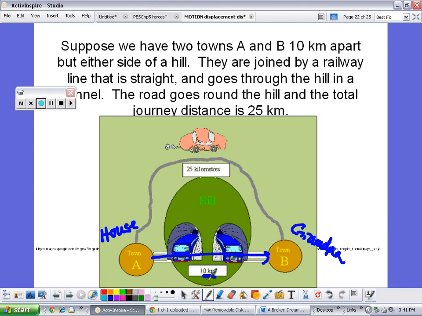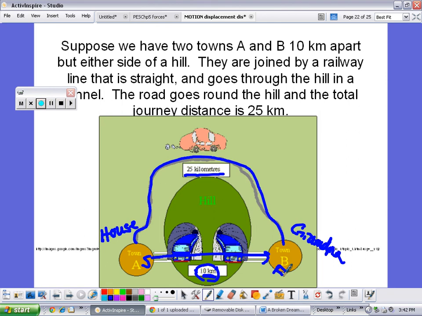But it rained a lot, like it has been now, and the tunnel flooded. So instead of taking the tunnel, I have to go to grandma's house and follow the road. This time my distance is not 10, but it is 25 because I took the road. But what is my displacement? My displacement is still 10 because this is my starting point and this is my finish point.